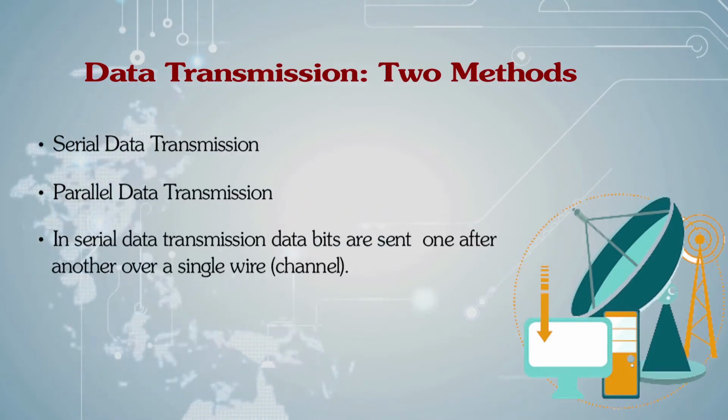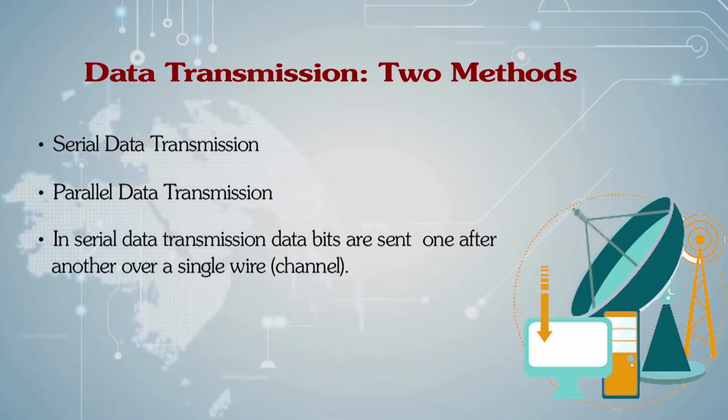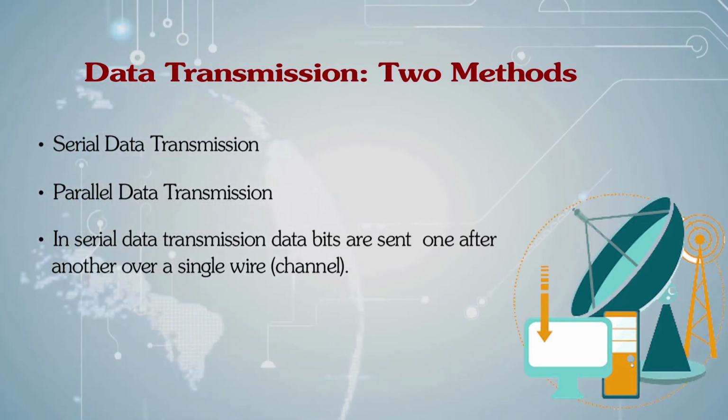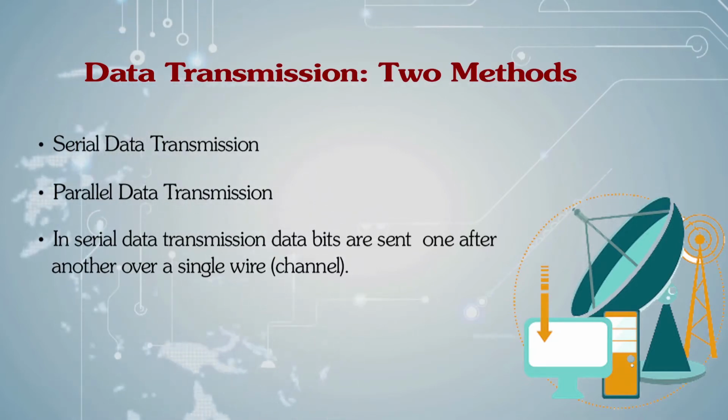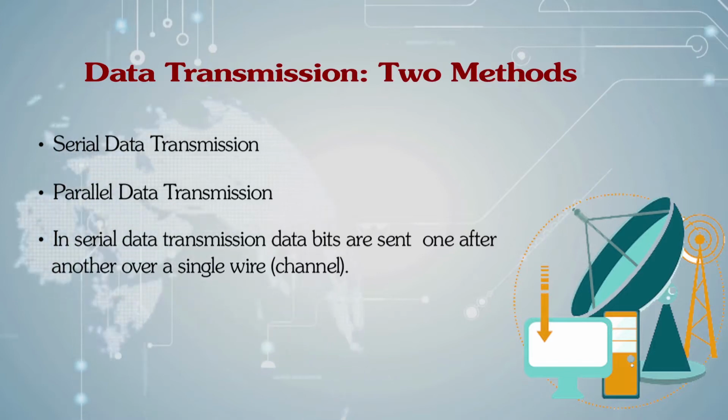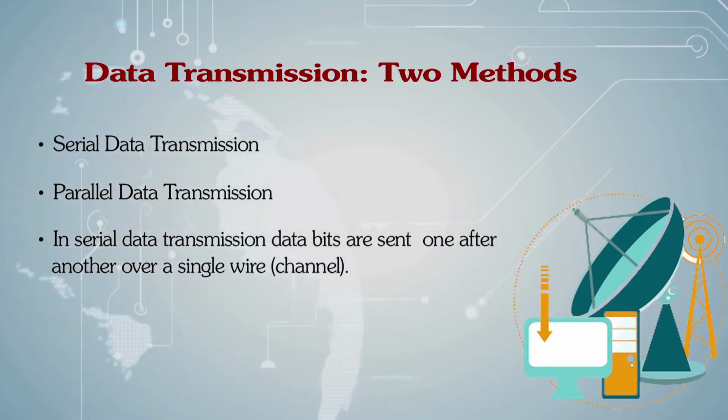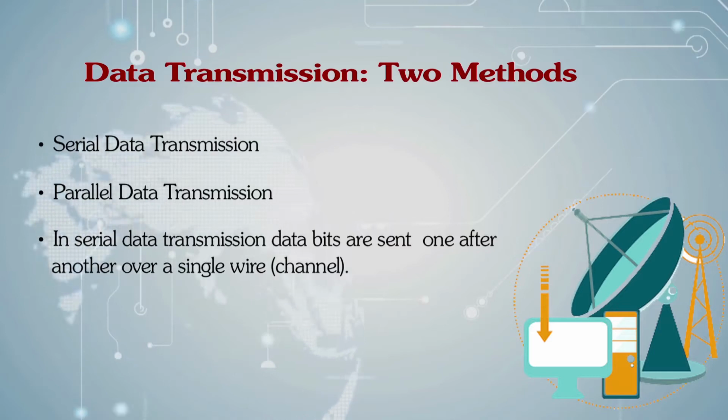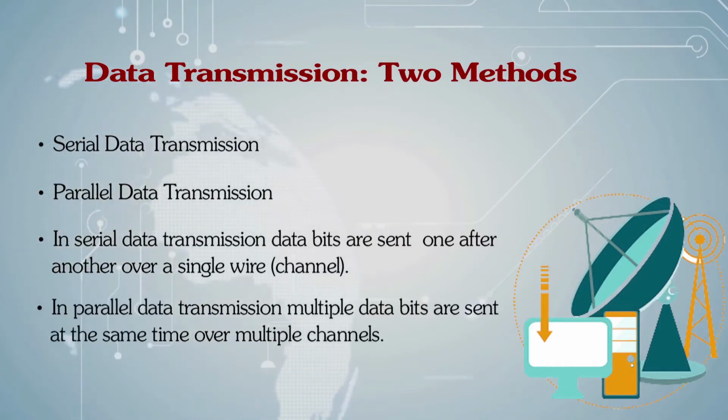In serial data transmission, data bits are sent one after another. First the first bit, then the second bit, then the third, fourth and fifth, and so on, moving over a single wire. So there is only a single wire, and if you have to send multiple bits, they will be sent one after another. In parallel data transmission, multiple data bits are sent at the same time over multiple channels. So for serial, there is only one channel; for parallel, there could be multiple channels.